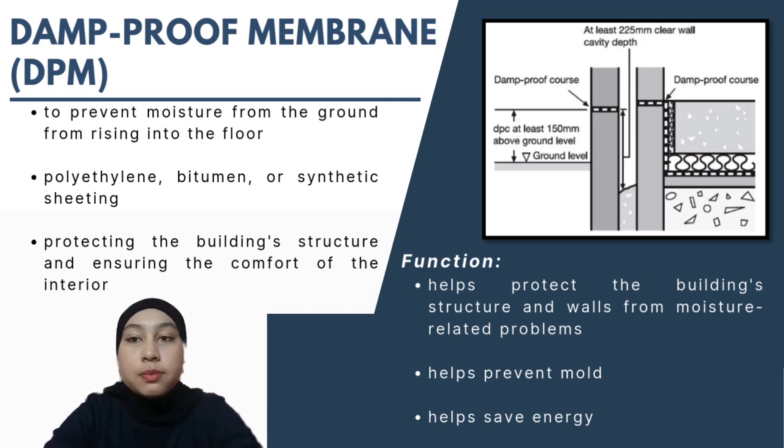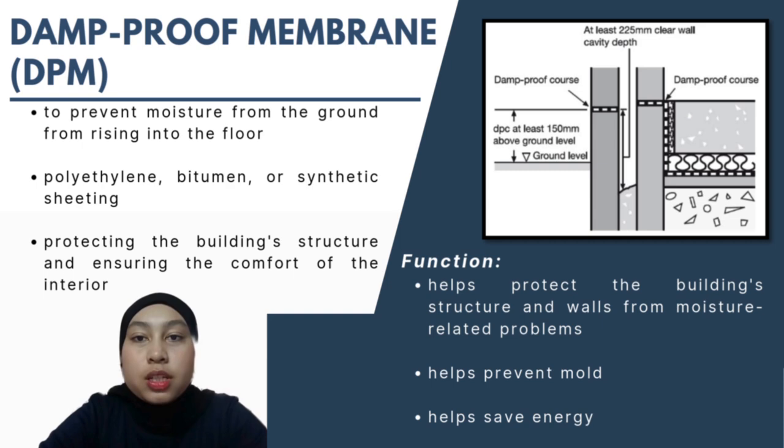DPM is made from flexible materials like polyethylene, bitumen, or synthetic sheeting. The DPM is placed beneath the floor slab or screed that is directly on top of the foundation or ground, before the final floor coverings like concrete or tiles are added. This way it can protect the building's structure and ensure the comfort of the interior by blocking moisture. Without the DPM, moisture would rise through the floor, potentially weakening and damaging the materials over time.